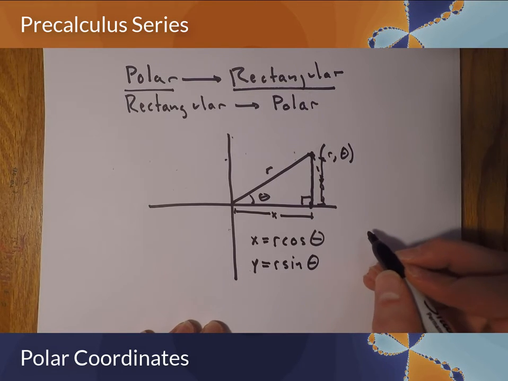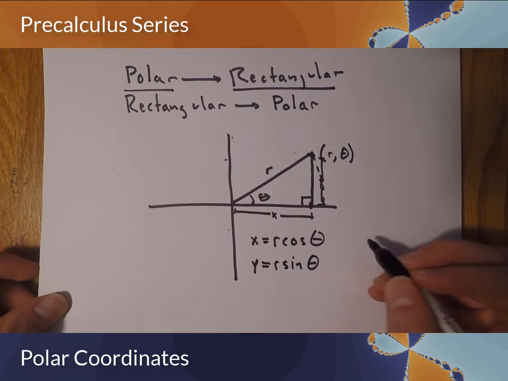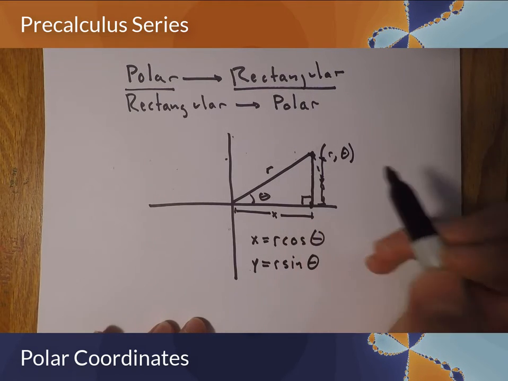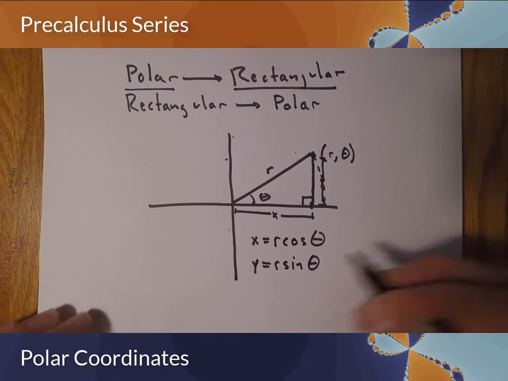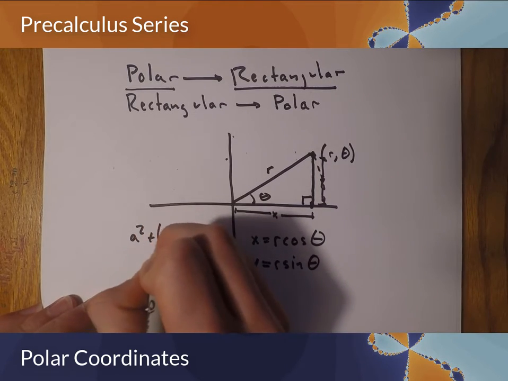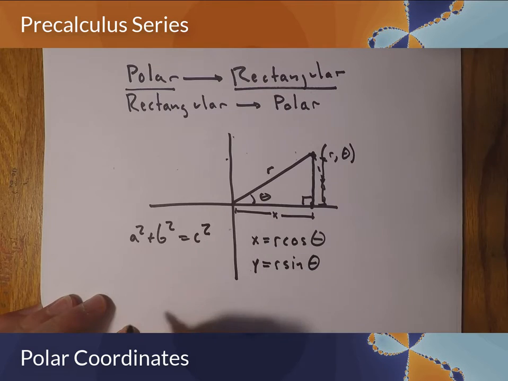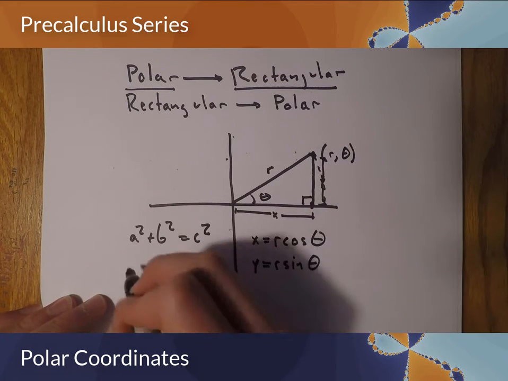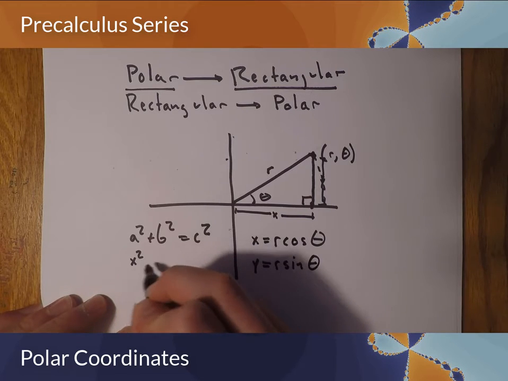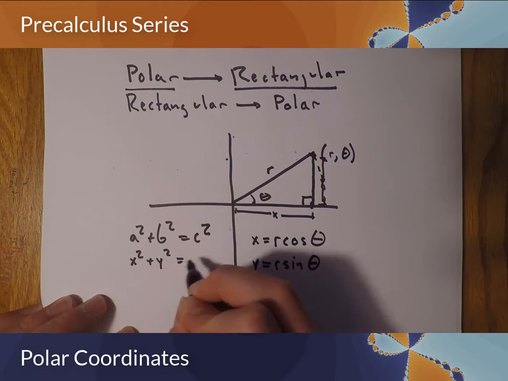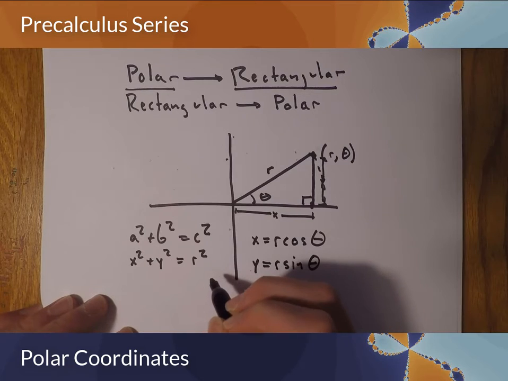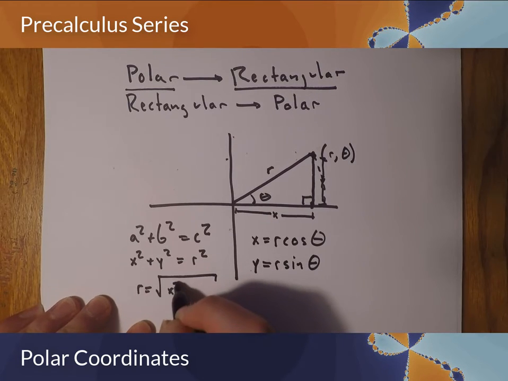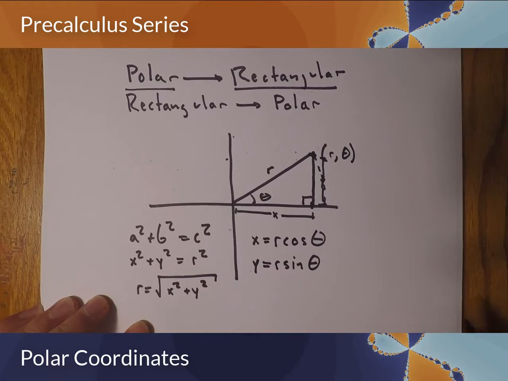Well, to solve that, what we have to do is something slightly different. So we already know r, because with right triangles, we already know the Pythagorean theorem: a squared plus b squared equals c squared. So we can also say that they're related. Take x and y and just plug them in. So x squared plus y squared equals r squared. And so r is equal to the square root of x squared plus y squared.